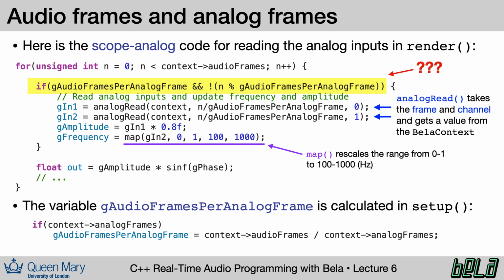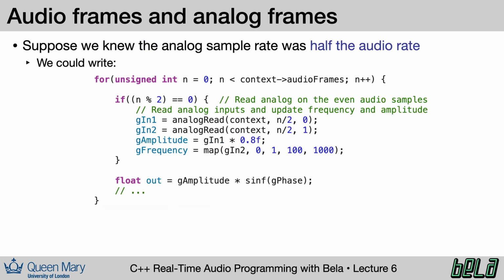Let's look at some simplified cases to see what's going on. Suppose that we knew that our analog sample rate was actually half of the audio sample rate, i.e. audio has a sample rate of 44 kHz, analog has a sample rate of 22 kHz. Then we could simplify our code like this. Our for loop is counting the number of audio frames in our block. There are half as many analog frames.